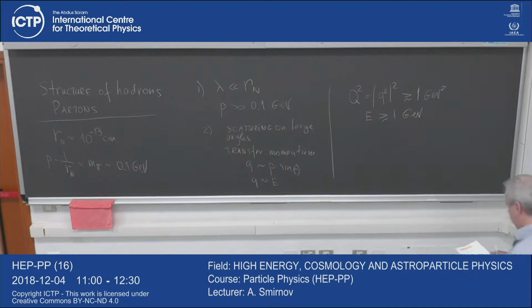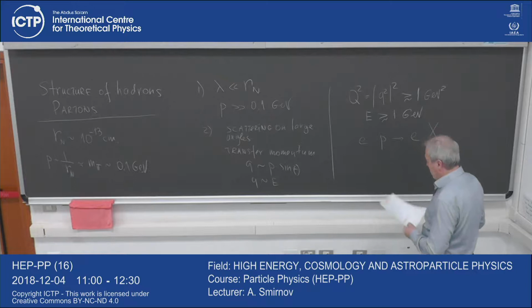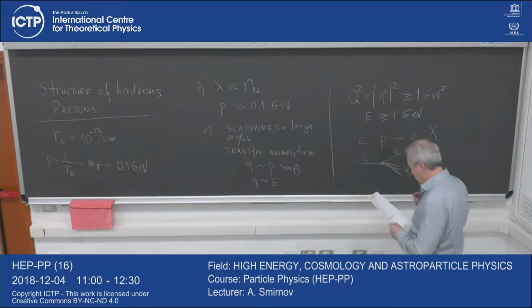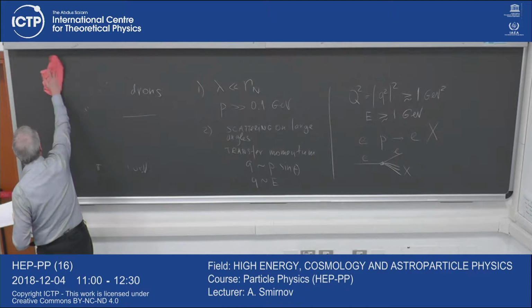Let me give you an example when you have electron scattered on proton, and in the final state you have electron and everything else. So electron is the incoming particle, interacts with proton, and produces a number of secondary particles in general. This interaction is due to exchange of photon. This is electromagnetic interaction. So in this way, we probe the electromagnetic structure of proton.